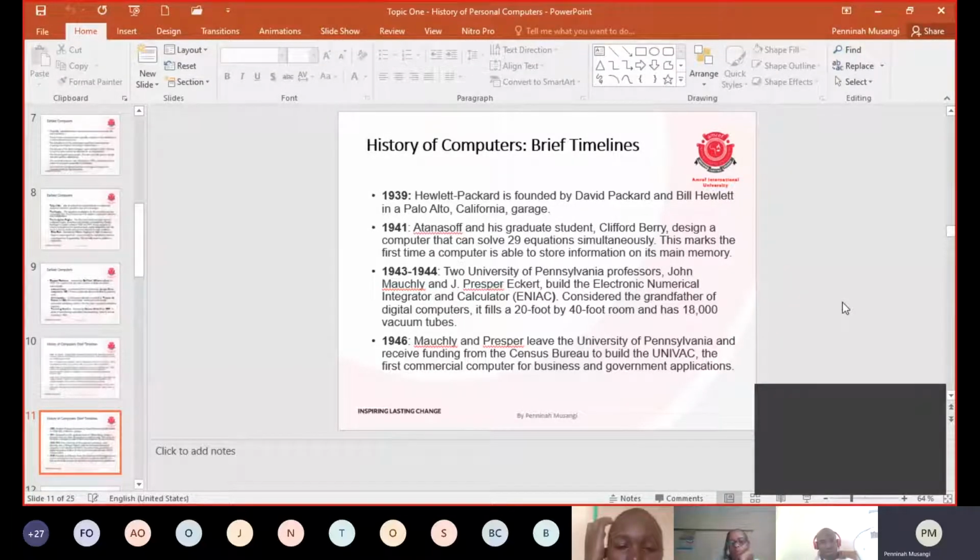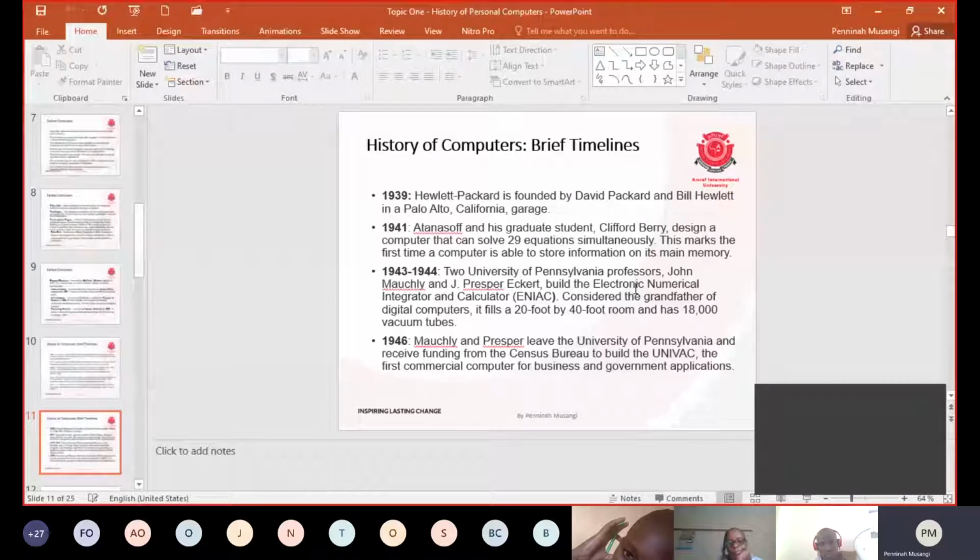1943 to 1944, two other university professors from the University of Pennsylvania, Mauchly and Eckert, built what we call the Electronic Numerical Integrator and Calculator, abbreviated as ENIAC. Actually, when you ask many people, they'll tell you the first computer was ENIAC. You hear that in most of the literature. But a lot happened even before ENIAC came into being.